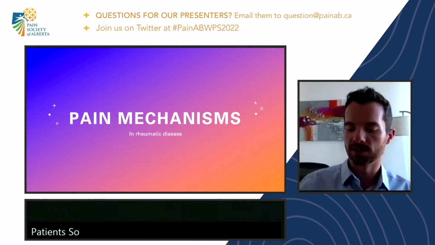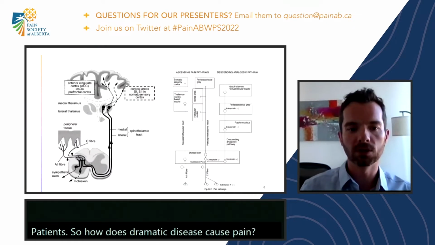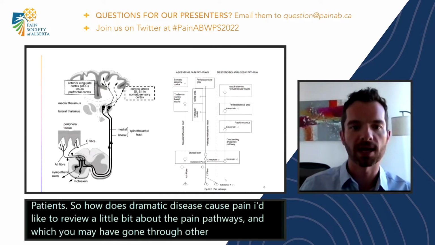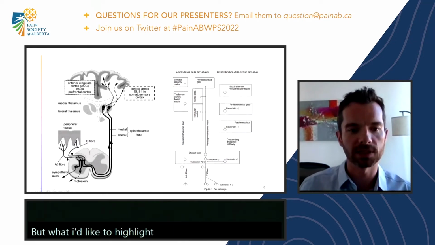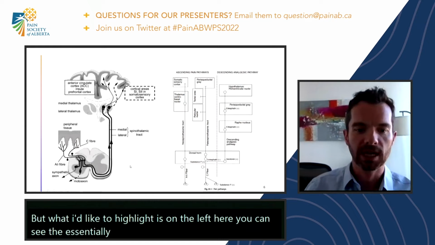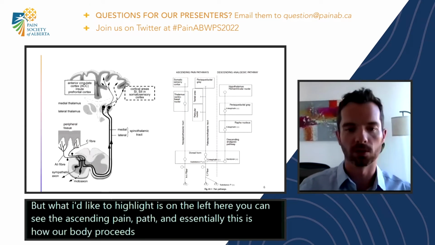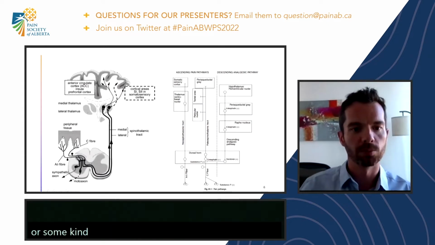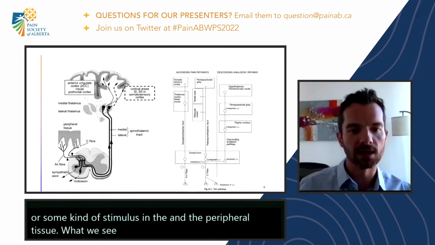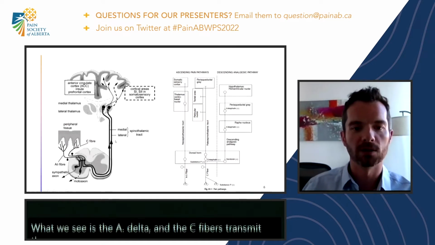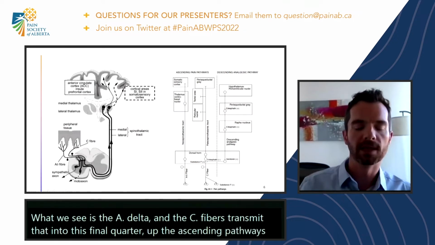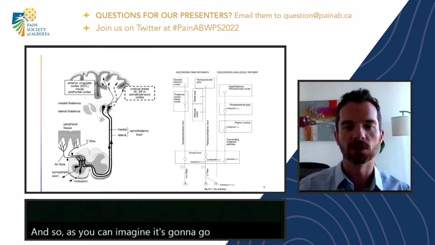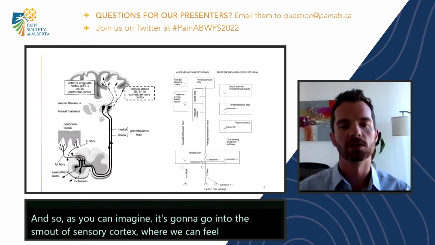So how does rheumatic disease cause pain? I'd like to review a little bit about the pain pathways, which you may have gone through either this weekend or in the past. On the left here, you can see the ascending pain pathways. Essentially this is how our body perceives the outside world with our nervous system. When there's damage or some kind of stimulus in the peripheral tissue, the A delta and the C fibers transmit that into the spinal cord, up the ascending pathways, into the brainstem, and then into the brain itself. As you can imagine, it goes into the somatosensory cortex, where we can feel what the sensation is and where it is.